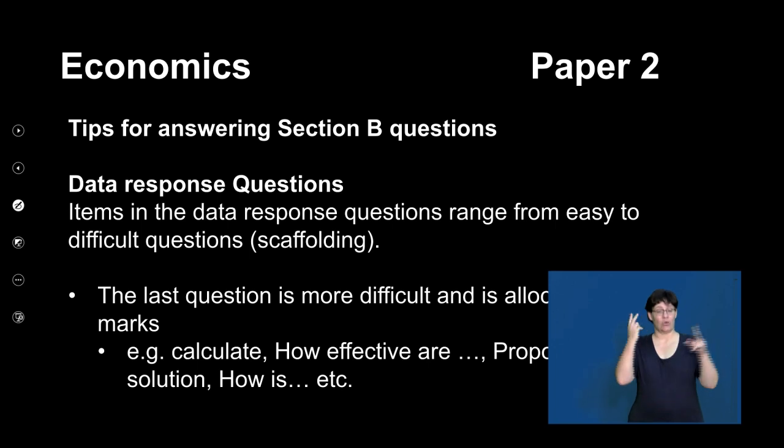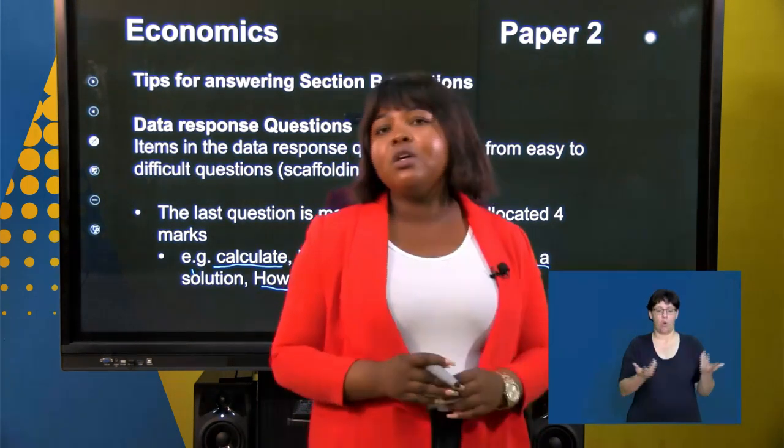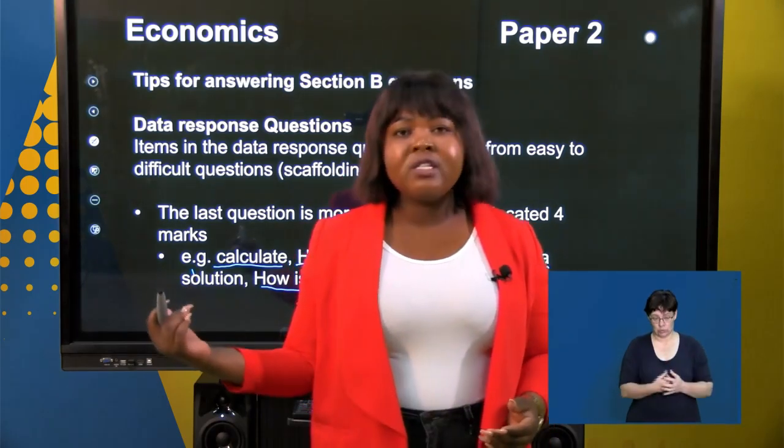The last question is a more difficult one and is allocated 4 marks. These ones might require you to calculate. They might require you to evaluate, for example, you are asked how effective. You might be required to propose a solution. Let me speak to calculate kind of questions. These are questions that require you in the exam to calculate something. For example, you are asked to calculate the type of profit that a monopoly is making.